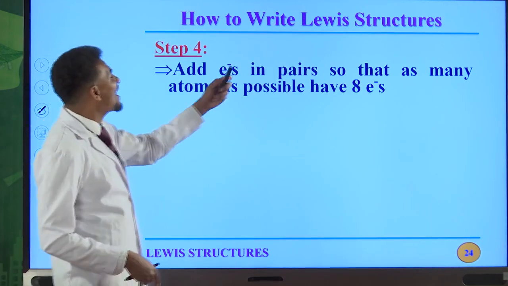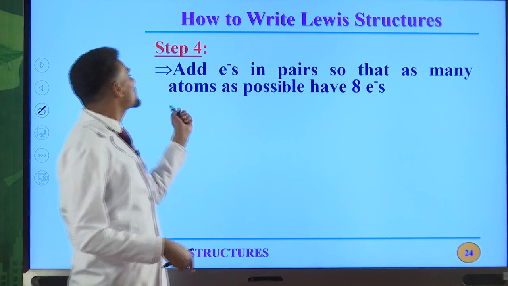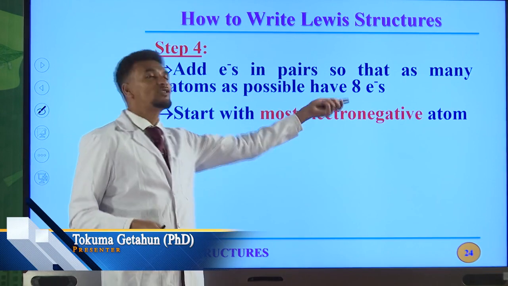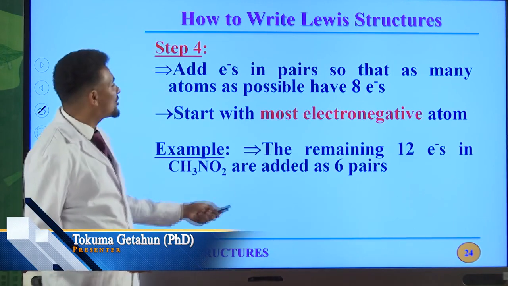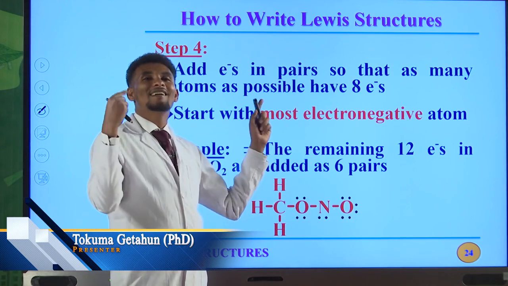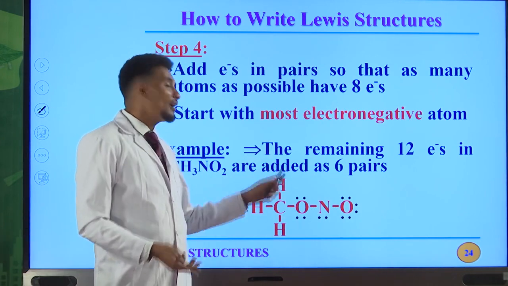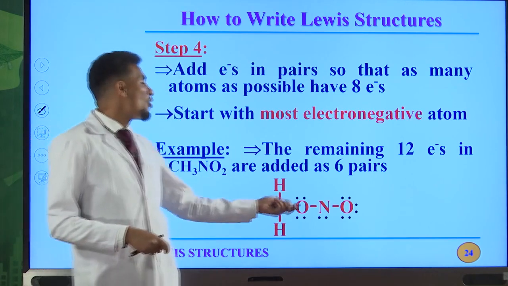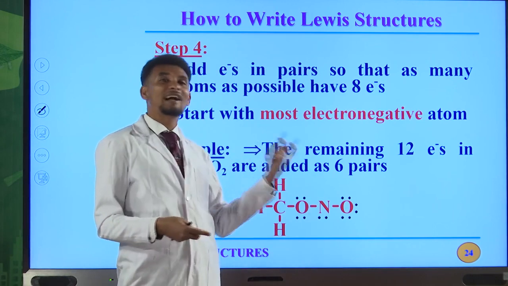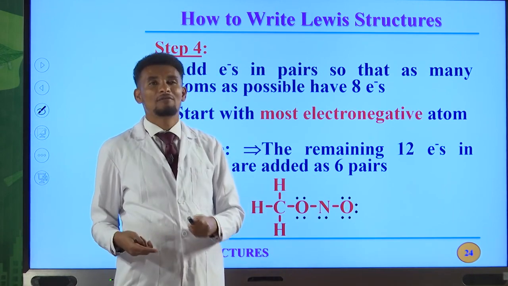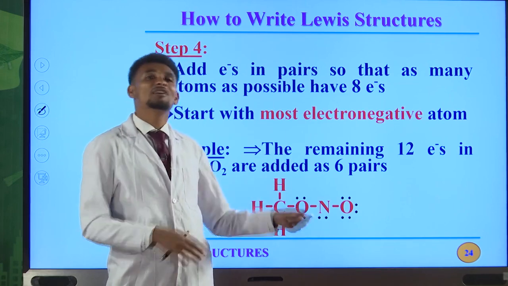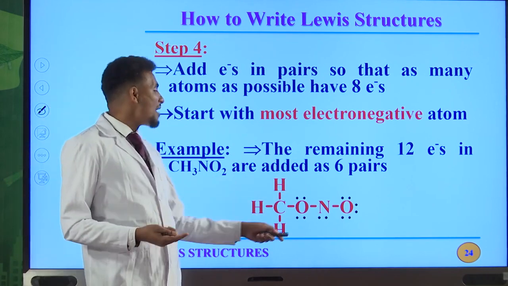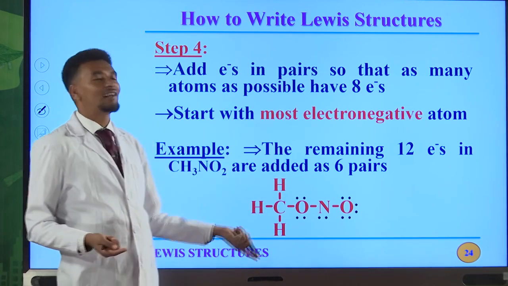Fourth step is add electrons in pairs so that as many atoms as possible have 8 electrons. So start with the most electronegative atom. Okay, from oxygen and nitrogen, which one has the higher electronegativity value? It is obvious. Oxygen has a higher electronegativity value when compared with that of nitrogen. What is the electronegativity value for oxygen? It is 3.5. What is the electronegativity for nitrogen atom? It is equal to 3. So 3.5 is greater than 3. So all the time start from the most electronegative atom.